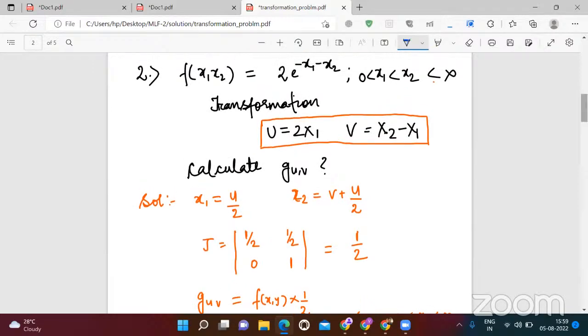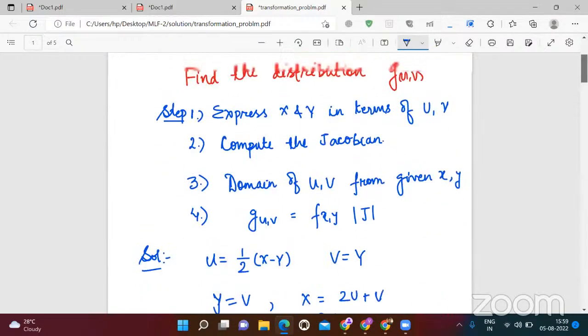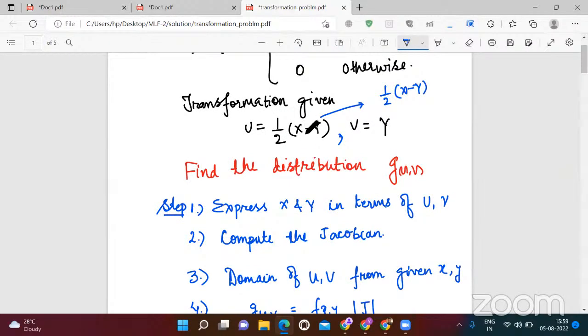What they can ask you is to calculate the probability density function of half x minus y. That means you have to calculate the marginal density of u, right? Is this clear to everyone? If you have been asked to calculate the probability density function of half x minus y, what will you do? Find the marginal density for u.